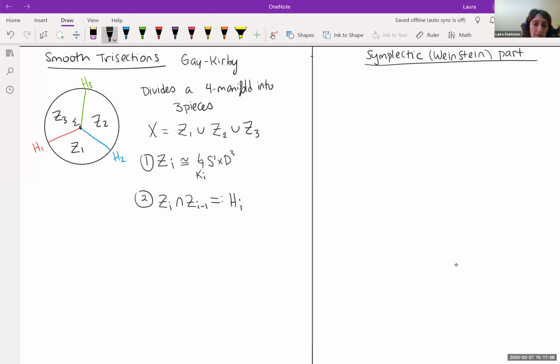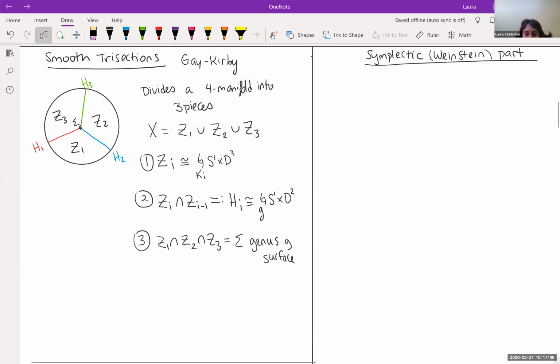And H_i is supposed to be a three-manifold. This will be a three-dimensional one-handle body, a boundary sum of S^1 times D^2s. And these are all going to be of the same genus. The reason for that is that the common boundary of each of these handle bodies, which is the same as the triple intersection of the three regions, is a surface, a genus g surface. Okay, so that is a trisection.